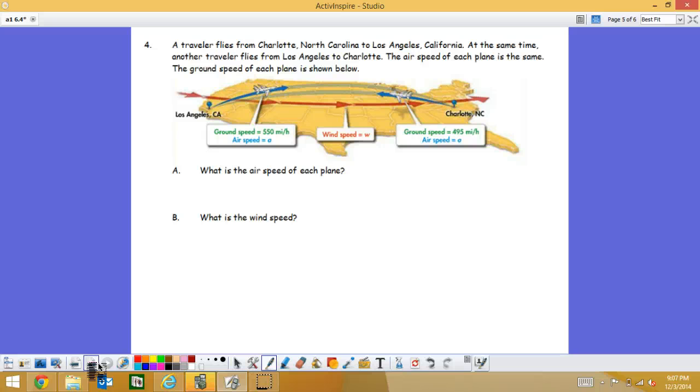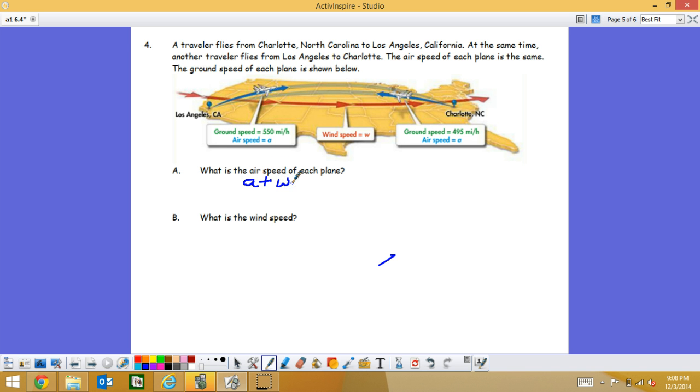So airspeed is a little bit different than what the speed is relative to the ground. Now, the red arrows here represent the wind, okay? And the wind is moving easterly at a certain rate, W, and we're not sure what the airspeed of these planes are. Now, if you think about this plane from Los Angeles to Charlotte, the wind is pushing it. The wind is helping it. It's speeding it up.